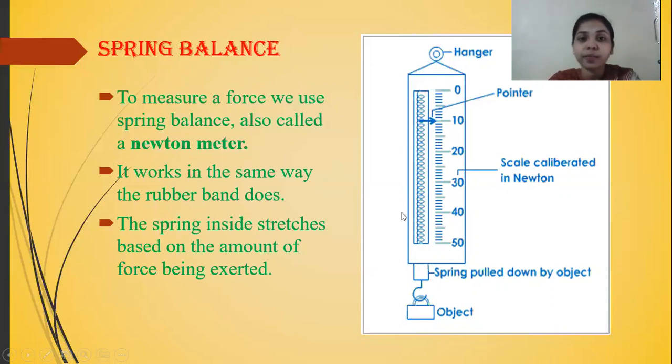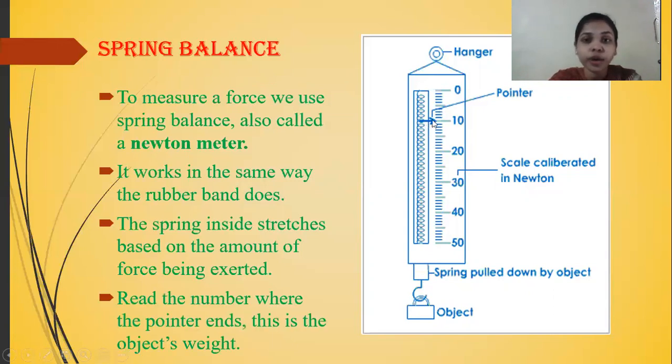What exactly happens in this spring balance? There is a hanger through which you can attach any object on which you have to apply force. As soon as you attach the object to the hanger, the spring is pulled down by the weight of the object. When the spring is pulled down, the pointer also moves down from its initial position, and where the pointer ends is the weight of your object.